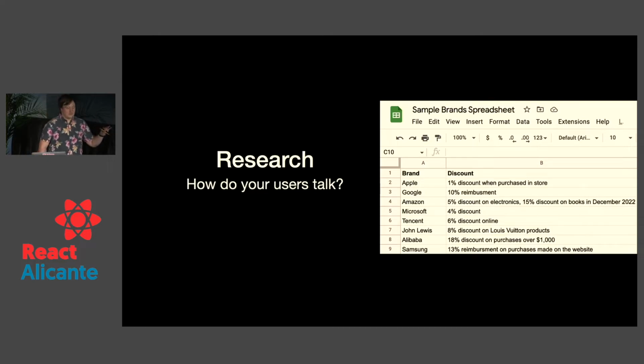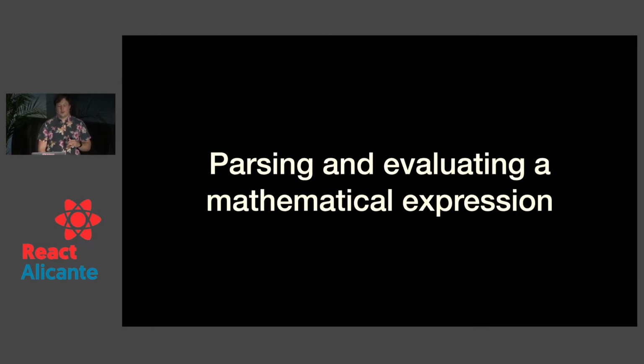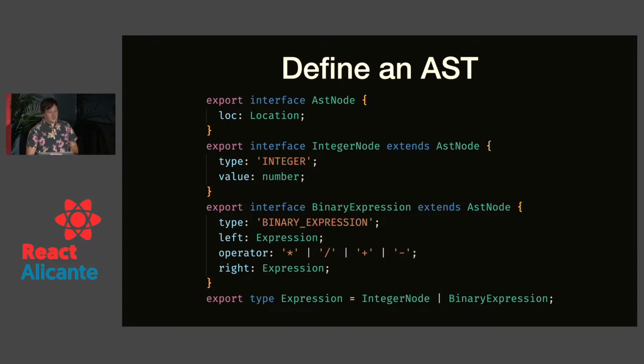I'm not going to use this example going forward in this talk. Instead, we're going to look at parsing and evaluating a mathematical expression. So we're going to deal with just integers, multiplication, addition, subtraction, division, and parentheses. And we're going to build together a parser for that language. So the first step is to define the abstract syntax tree.